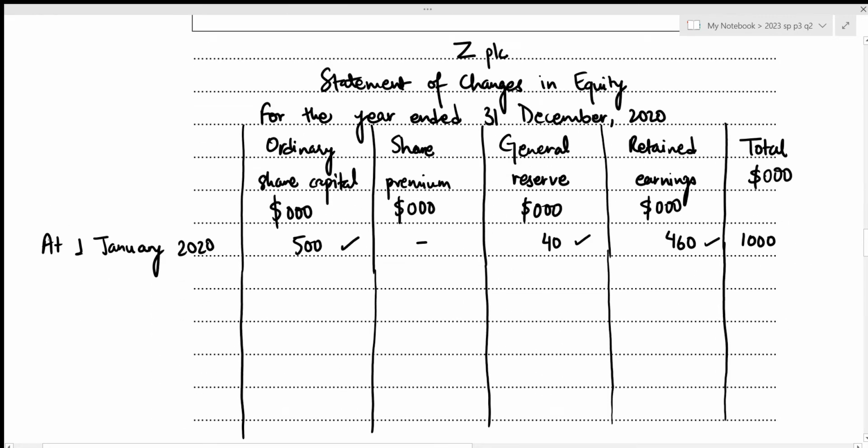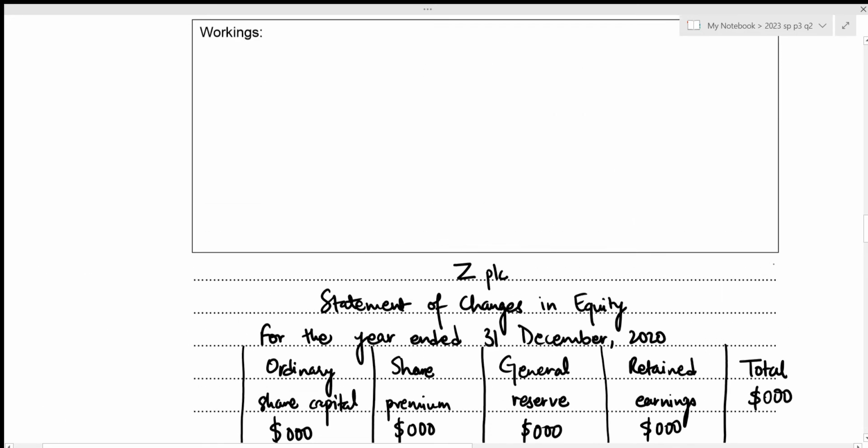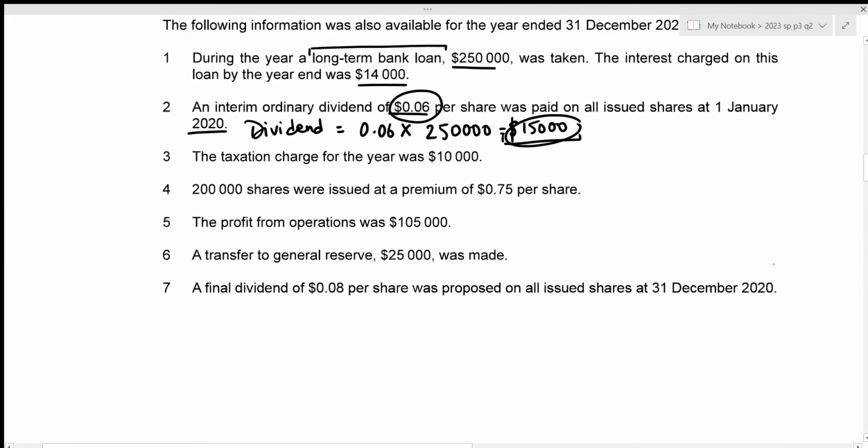So we have our ordinary interim dividend paid. And it was 15,000. So we only subtract the 15,000 from the retained earnings column, and all the other columns of ordinary share capital, share premium, and general reserve are unaffected. So the total is also going to be negative 15. All right. Now we can have a look at another piece of information.